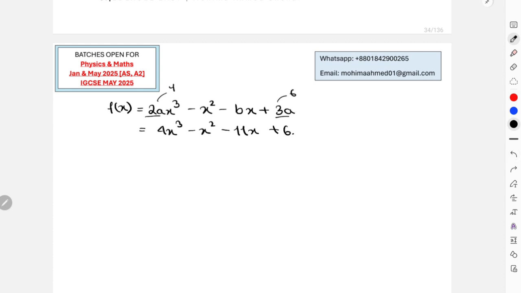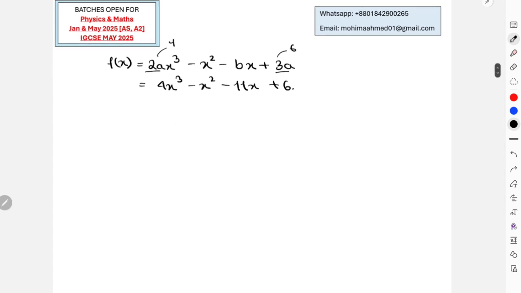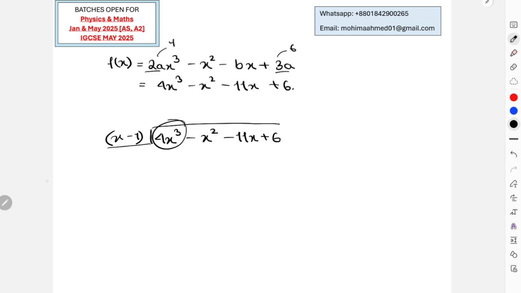This is just 6. Now I have to do long division. I can still use factorization, but I'll do long division over here for better explanation. I already know the factors for this polynomial were x plus 2 and x minus 1. I'll use x minus 1. For the first part, I always divide the first part of the polynomial with the first part of the dividend. So 4x cube divided by x turns out to be 4x square.